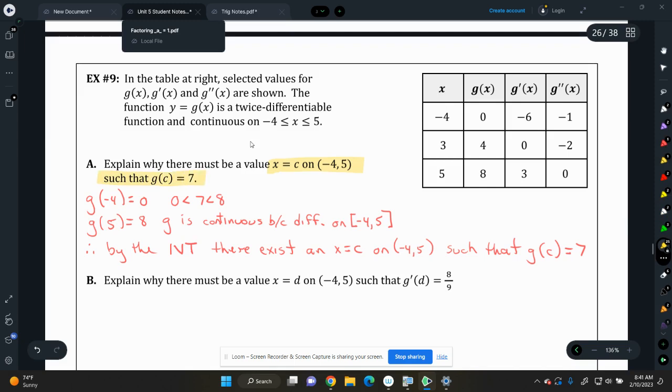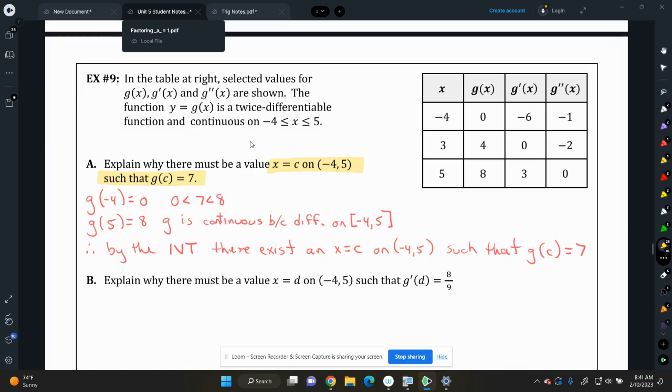What makes these hard is that you look at it and intuitively you're like, well, yeah, there's got to be a value of 7 in there. You know it. You look at it, you reason it through, you're like, sure. The hard part's expressing it the right way, because we know it, but how do we express it in a way that mathematically makes sense? We know it because it has to be continuous.